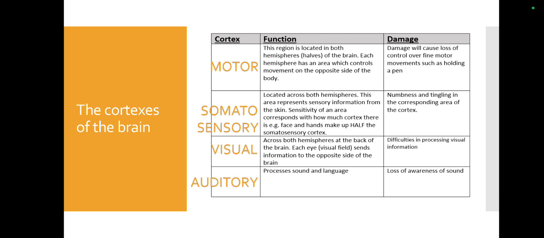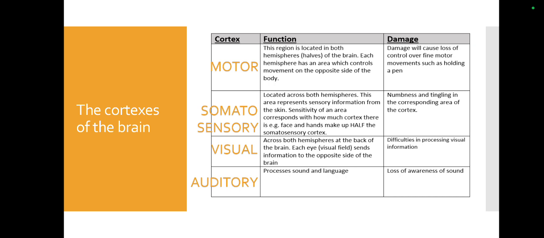So when we're experiencing sensations in our hands and our face and other sensitive areas, it's because we've got so much cortex designated to those parts of our body. And if you were to damage the somatosensory cortex, you'll experience numbness and tingling in whichever part of your body that corresponds to the damaged area. So if it's the bit that corresponds to your face, then you'll get a tingling sensation somewhere on your face. The visual and the auditory cortex are pretty self-explanatory.